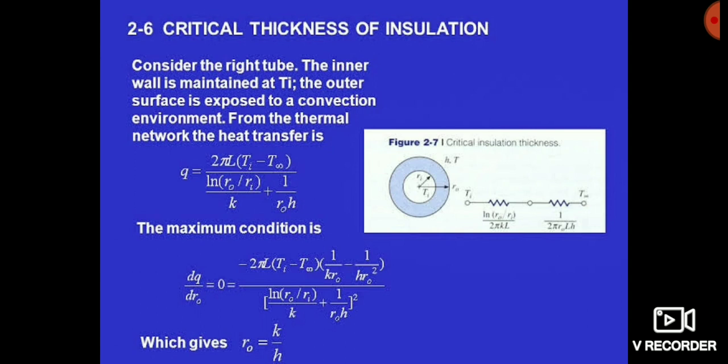So after that you calculate the resistance. Friends, critical thickness is that maximum thickness up to what we are providing the insulating materials over the surface of conductor so that the heat loss is minimized. Means it is the maximum thickness.